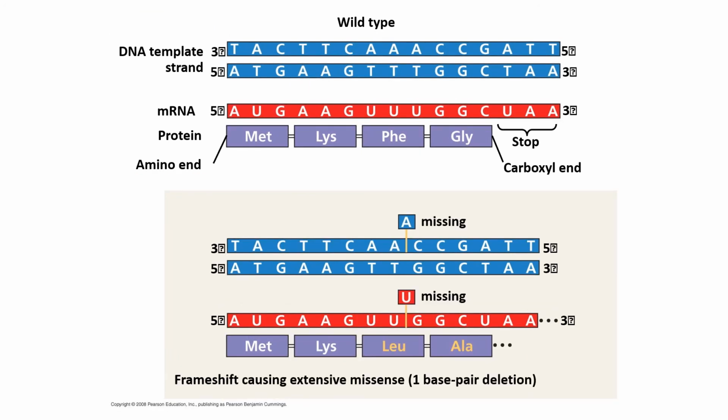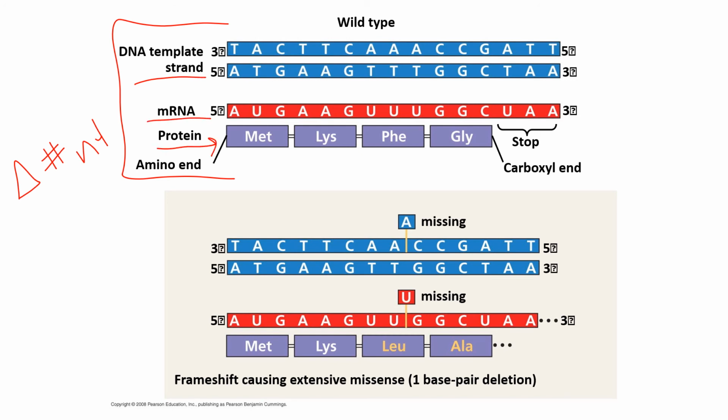The last type of mutation I want to talk about is a different type of mutation, where there is a change in the number of nucleotides. So again, the normal wild type situation: this is the wild type DNA, the wild type mRNA, and the wild type protein, methionine, lysine, phenylalanine, and glycine. Now in this mutation, there's a deletion. So this adenine and thymine are going to be deleted, so that's going to cause a change in the mRNA.